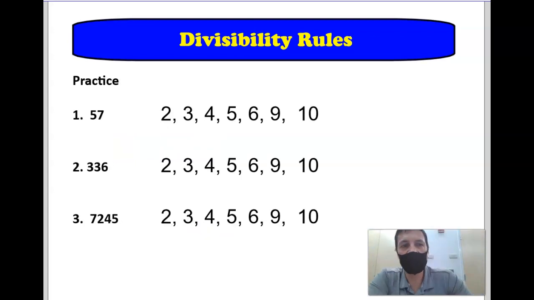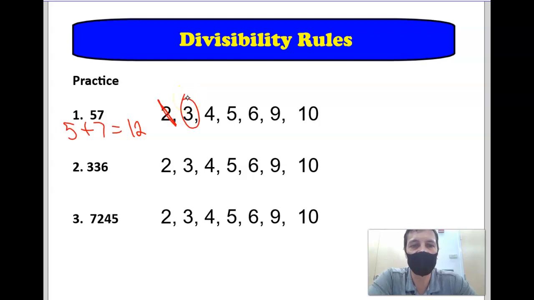Here are a few for you to practice on your own. You want to know if these numbers are divisible by those numbers that are listed. So let's look at 57. Is 57 divisible by 2? No, because it doesn't end in an even number. Is 57 divisible by 3? To check it, I'm going to add 5 plus 7, and I get 12. Guess what? 12 is divisible by 3. So 57 is divisible by 3.